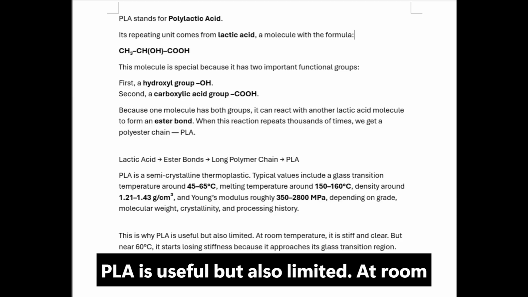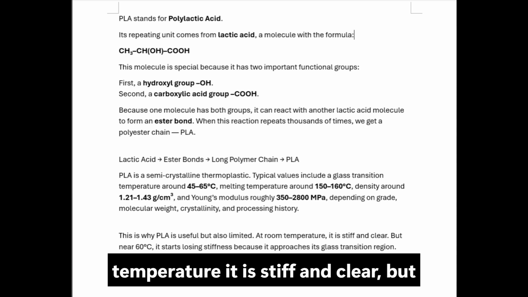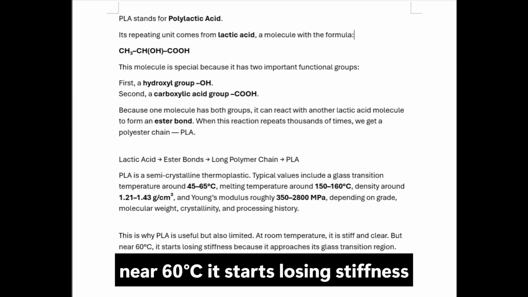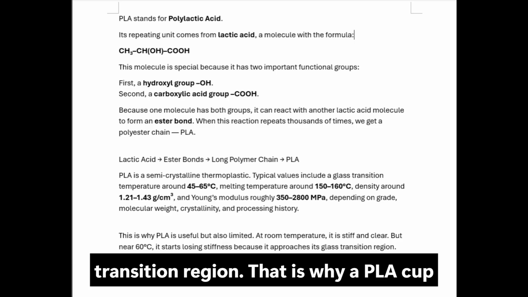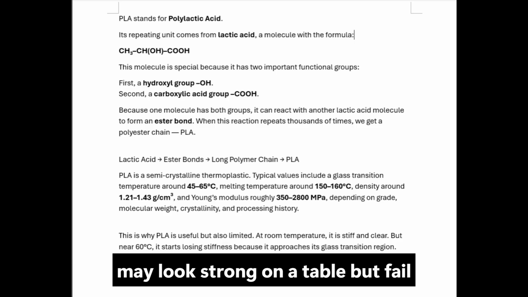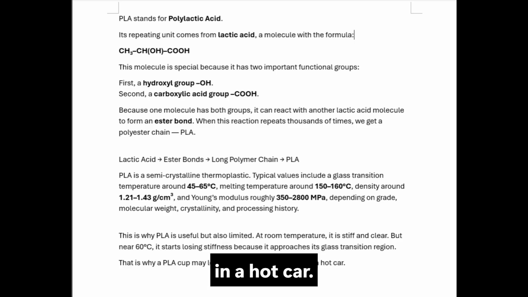This is why PLA is useful but also limited. At room temperature, it is stiff and clear. But near 60 degrees Celsius, it starts losing stiffness because it approaches its glass transition region. That is why a PLA cup may look strong on a table, but fail in a hot car.